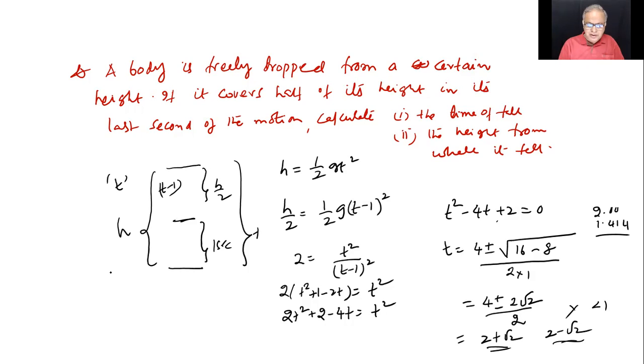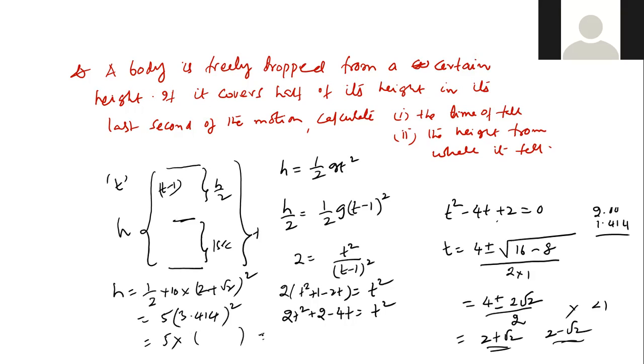And the height you can calculate now. H equals half into 10 into what? 2 plus root 2 whole square. So 5 into 2 plus root 2, which is 3.414, whole square. So 5 into, how much is this? Around 58, or 11.66 square.